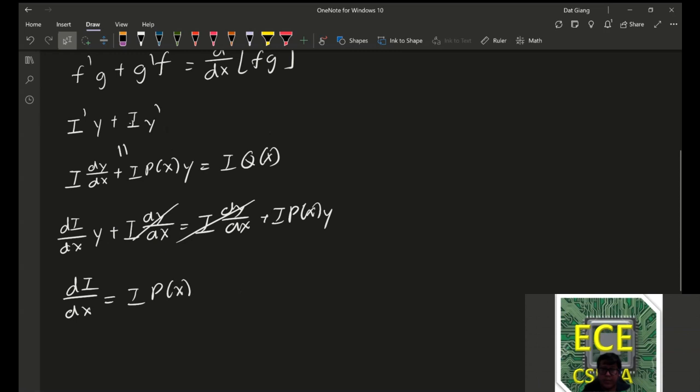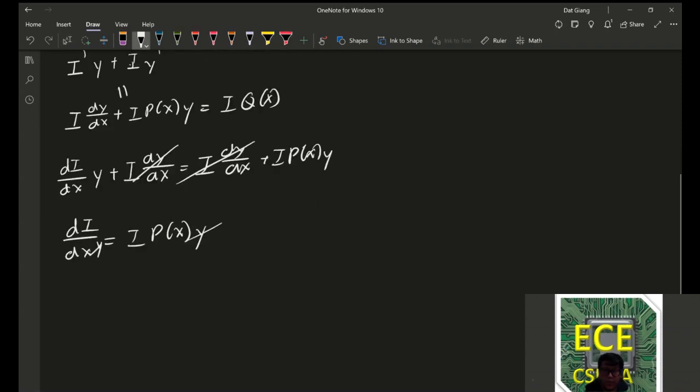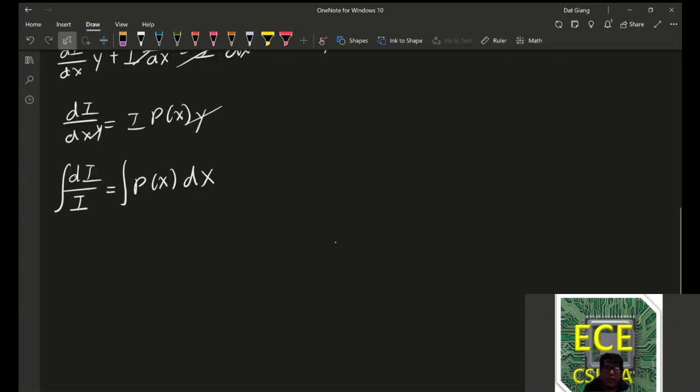We have dI/dx y equals I p of x y, and we can get rid of the y as well. And then we can separate. So as such, we have dI divided by I equals p of x dx. In order to solve for I, we just integrate both sides. So over here, we get the natural log of I equals the integral of p of x dx.